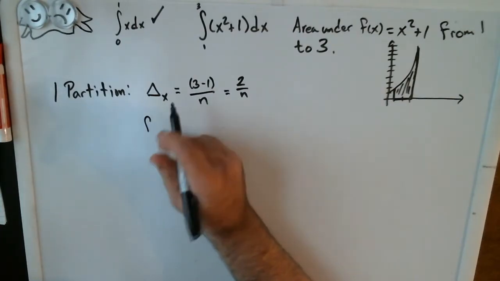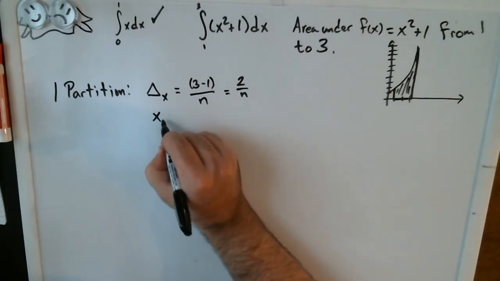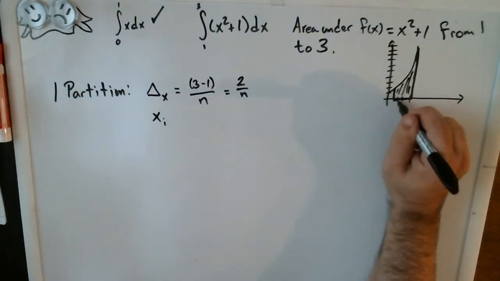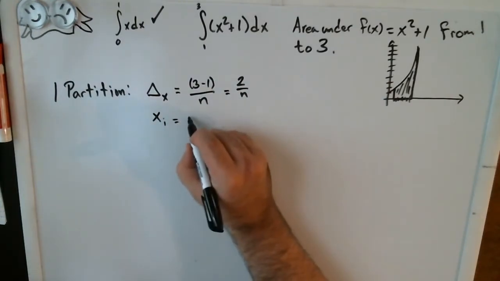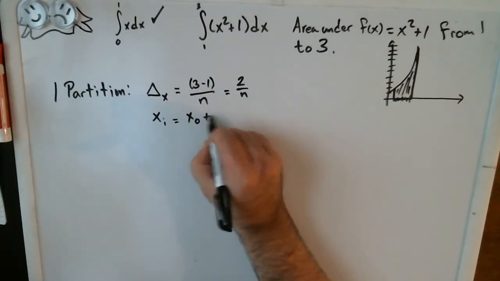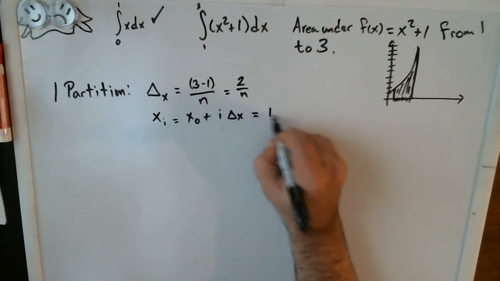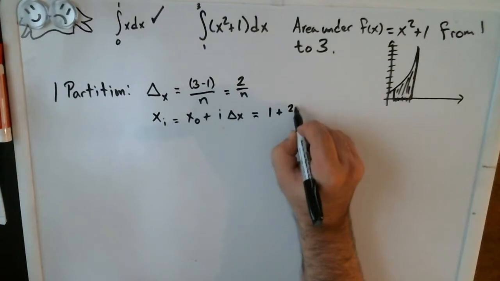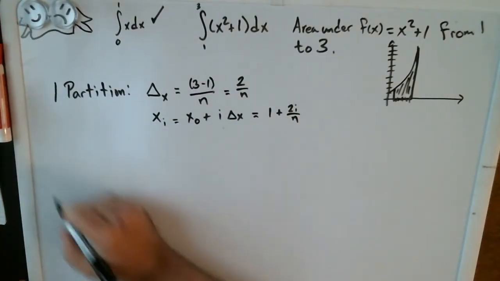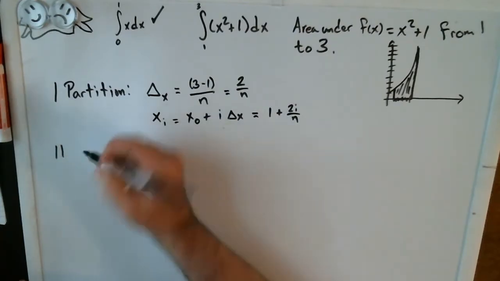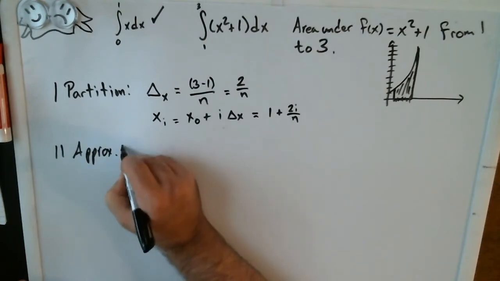Then the value for each of my cuts that I end up doing to partition this interval is going to be equal to x0 plus i times delta x. That's going to equal 1 plus 2i over n. Is that what you got? Hope so. Okay. Step 2, we're going to approximate, and I'm going to write the word approximate. There we go.